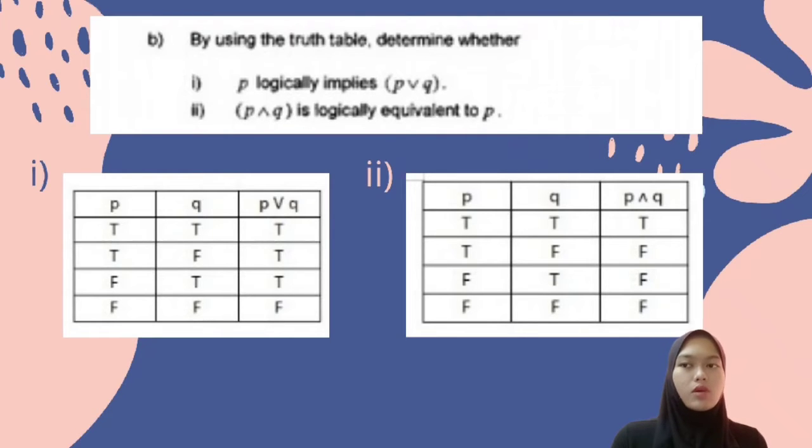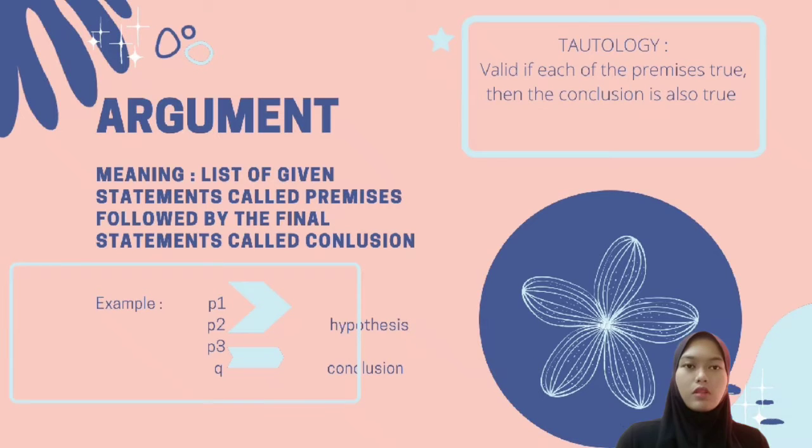To get the P conjunction Q, we must refer to the formula in the truth table for conjunction. For example, for both P and Q are true, the conjunction between P and Q will be true. For P true and Q false, or P false, Q true, the conjunction between P and Q will be false. For the last one, when both P and Q are false, the conjunction between P and Q is also false.